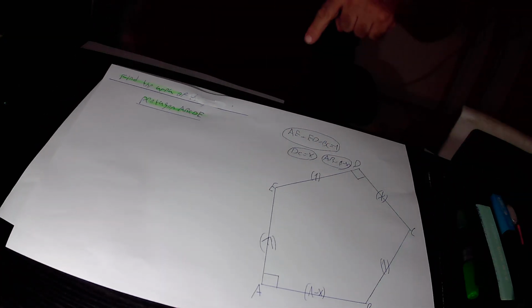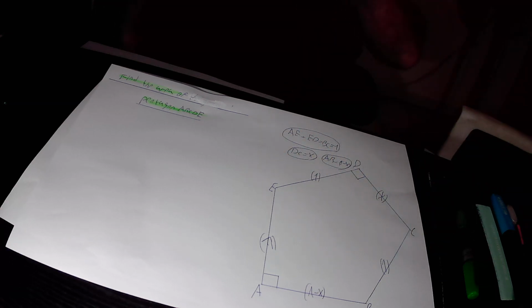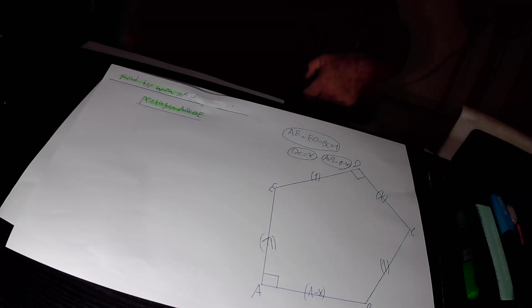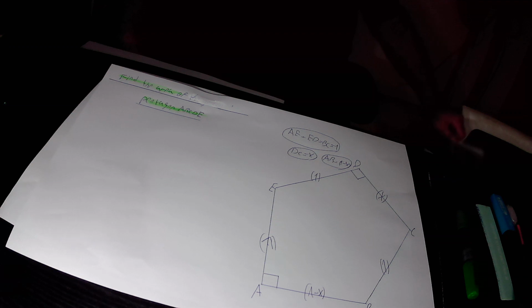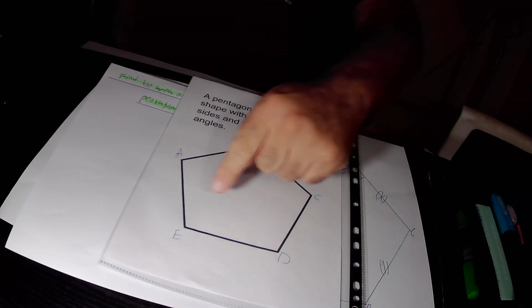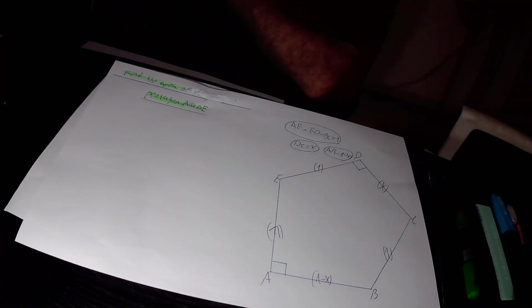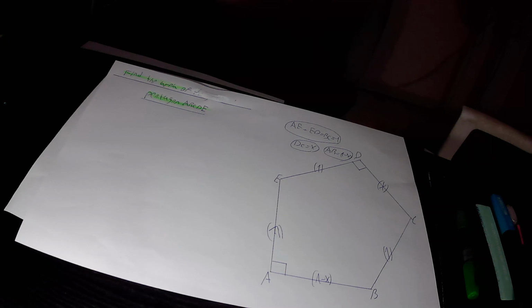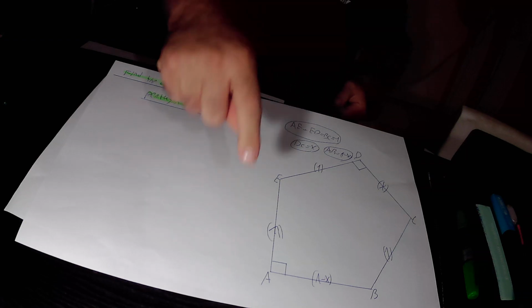In the drawing we have pentagon ABCDE. So what is a pentagon? A pentagon is a flat closed shape with 5 straight sides and 5 interior angles. This is pentagon ABCDE. It has 5 sides, 1, 2, 3, 4, 5, and 5 interior angles. So in the drawing we have pentagon ABCDE.